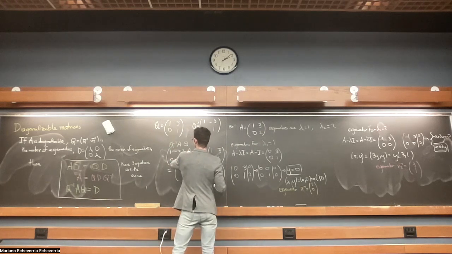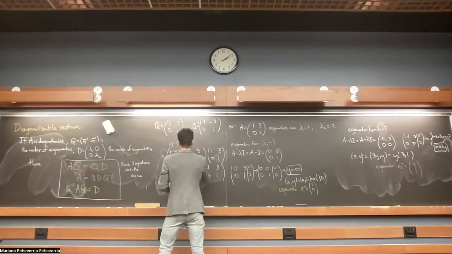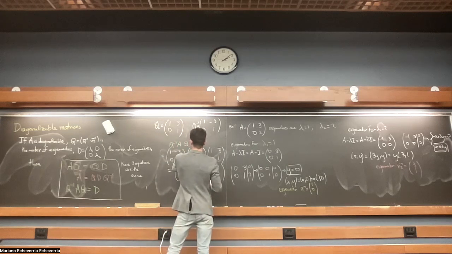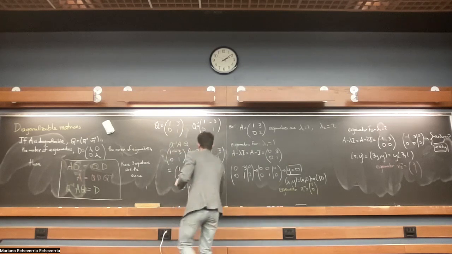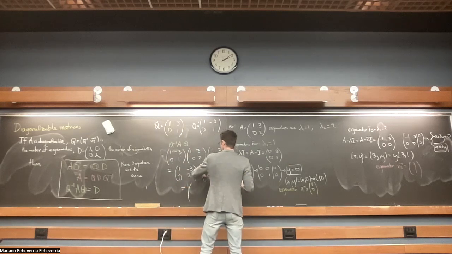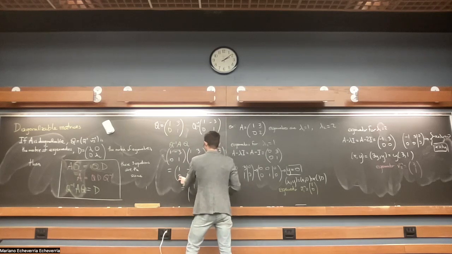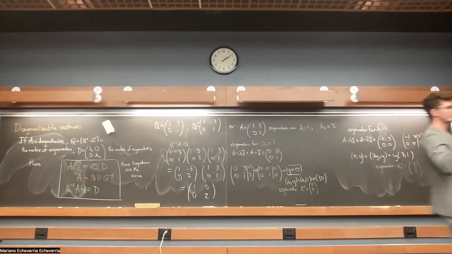So when you do this with this, you get 1. When you do this with this, you get 3 minus minus 6, so you get -3. And then this one gives you 0, and this one gives you 2. Hopefully this will give you something that's diagonal. So this one with this one gives you 1. This one with this one gives you 0 again. This one with this one gives you 0, and this one with this one gives you 2. So it's a diagonal matrix equal to the eigenvalues. Okay.